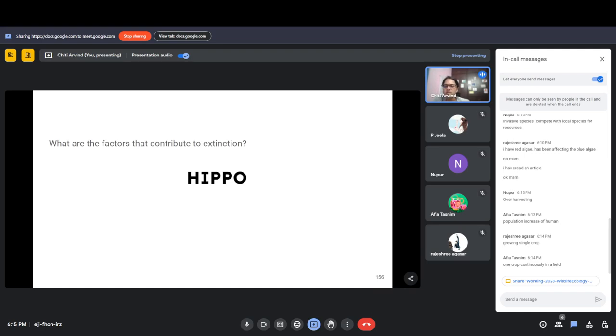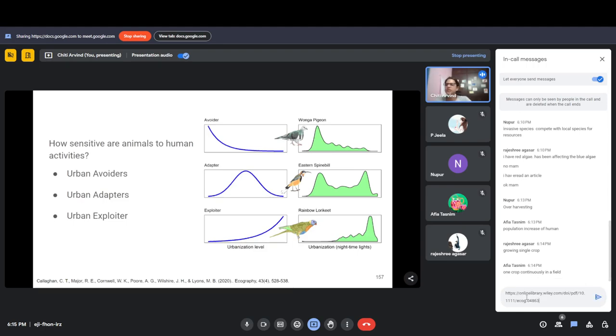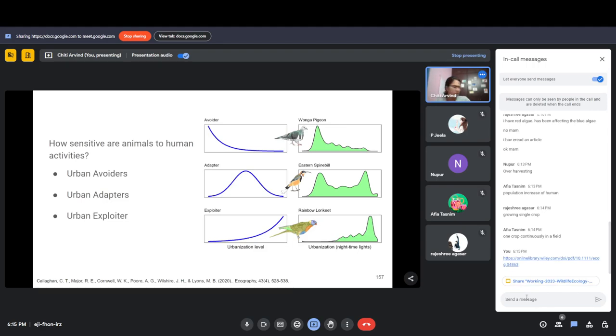Alright, so next I'm going to bring up something really interesting, which is how sensitive animals are to human activities, right? This is taken from a paper in a journal known as Ecography. I can send a link of this out here. Take a minute to look at this graph and try and explain what this graph is actually trying to show.